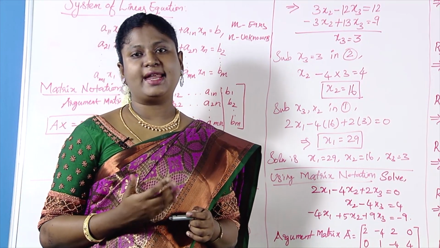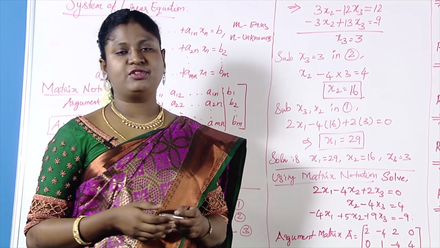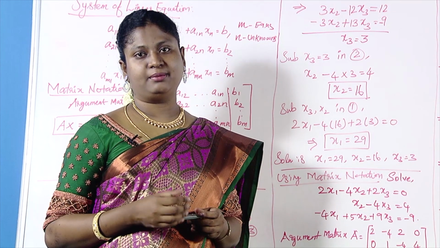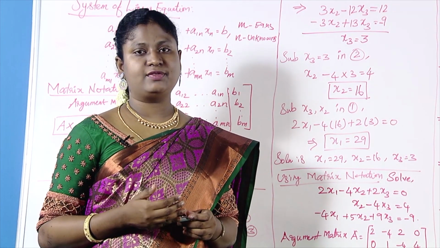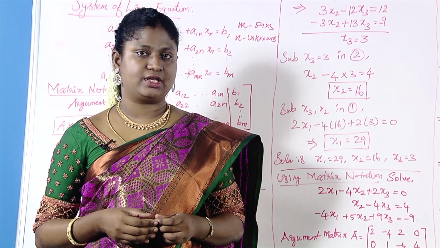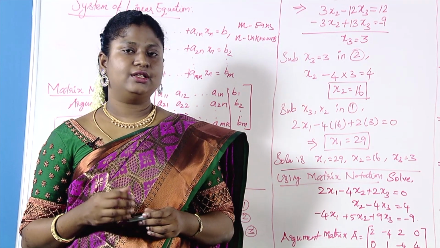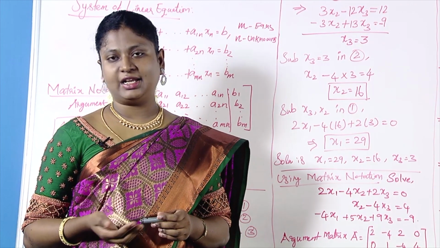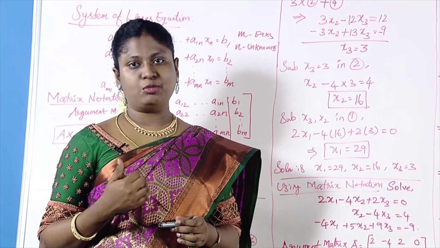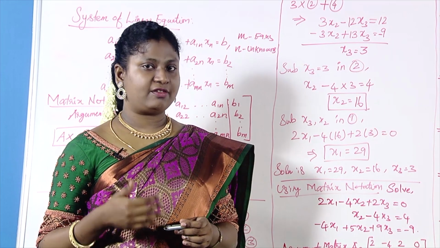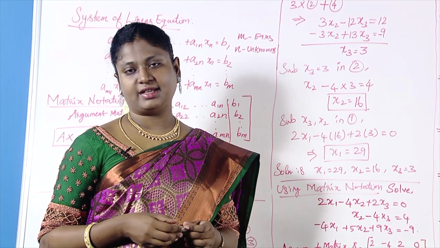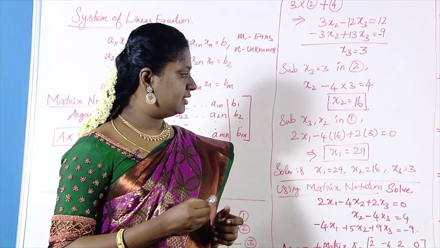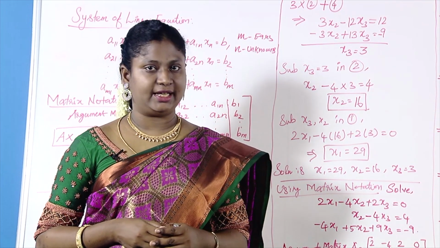In reality, a system of equations does not necessarily have a solution. It may have a solution or it may not. And if it has a solution, the solution also need not be unique. It may have exactly one solution, or it may have more than one solution, or a finite number of solutions, or in fact it may even have an infinite number of solutions. So this is one method of solving a system of linear equations.